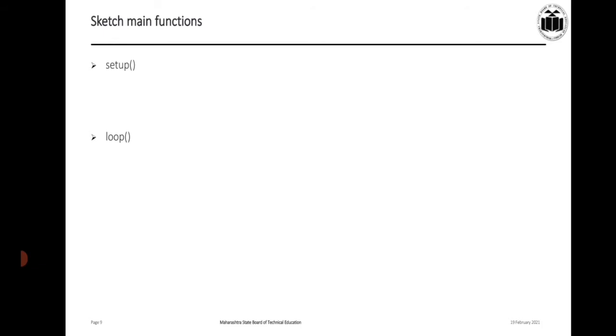Arduino IDE has two main functions: setup and loop. The setup function is called once when a sketch starts after power up or reset. It is used to initialize variables, input and output pin modes, and other libraries needed in the sketch. It is similar to the function main.